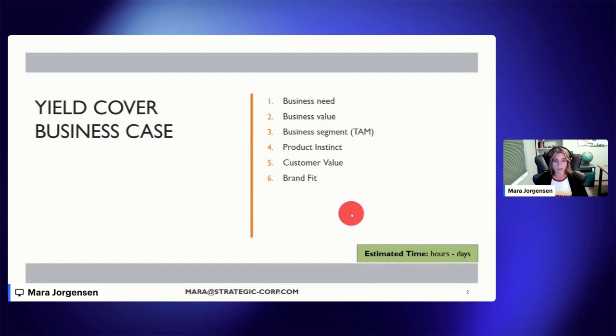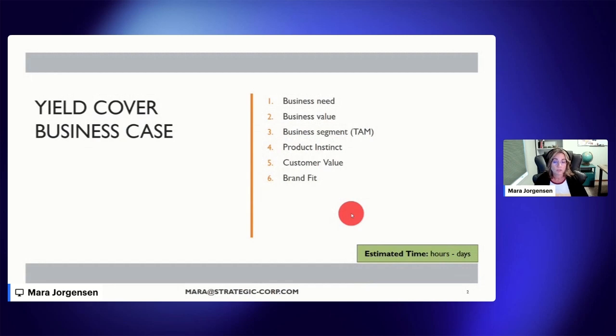So we do have the business value, and it's really tied to the customer value in this case. You'll see like number 2 and number 5 up here. That is because our business doesn't have any other app or anything to speak of other than this app. So this is our first one. So business and customer value are very closely tied. And then we're going to talk a little bit about brand fit.